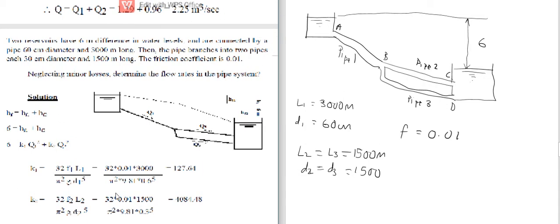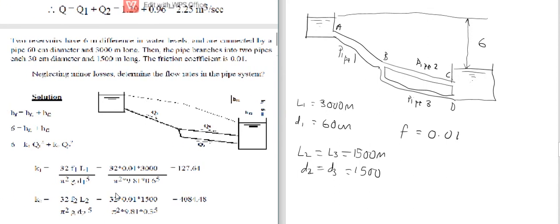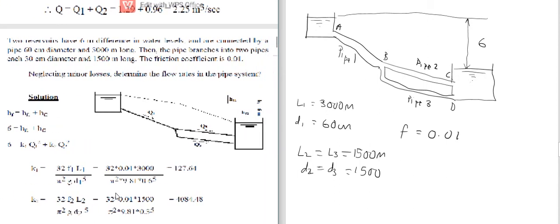Two reservoirs have 6 m difference in water level and are connected by a pipe 60 centimeter diameter and 3000 meters long. Then the pipe branches into two pipes, each 30 centimeter diameter and 1500 meters long. The friction coefficient is 0.01. Neglecting minor losses, determine the flow rate, the discharge Q, in the pipe system.